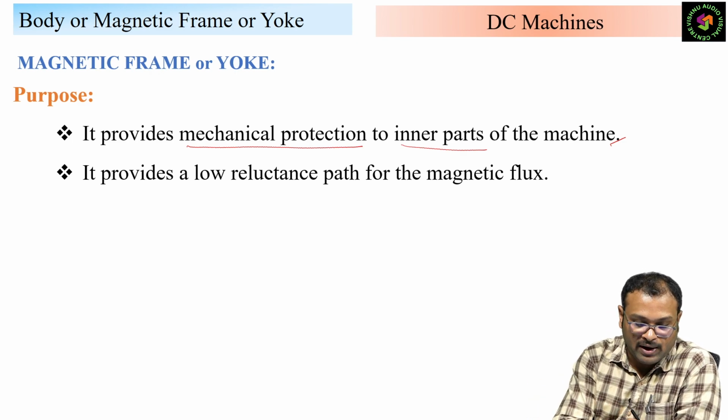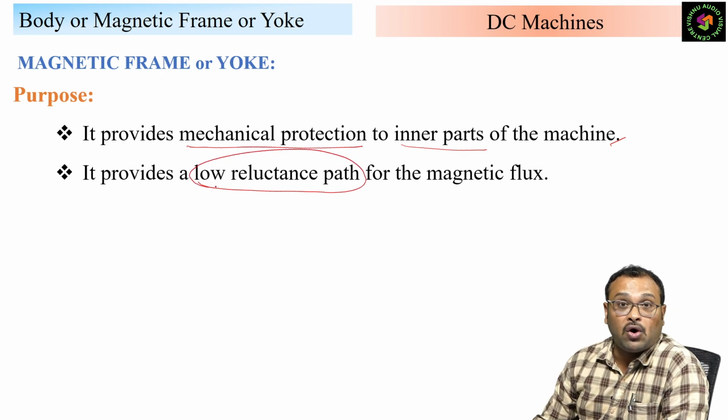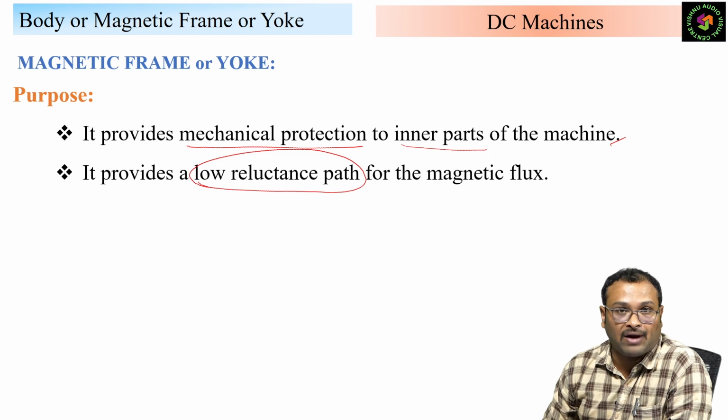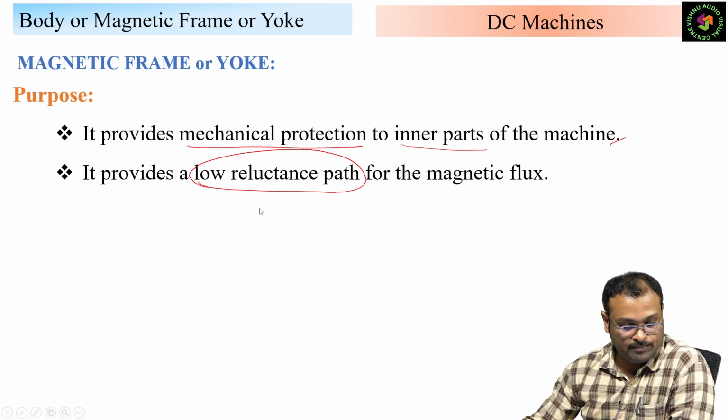The second thing is that it provides a low reluctance path for the magnetic flux. As we already discussed, in DC machines EMF is generated using Faraday's law, so the conductors have to cut the magnetic flux. That flux has to be generated, and for that flux the frame provides the low reluctance path in DC machines. We'll come back to this point when we discuss the pole.